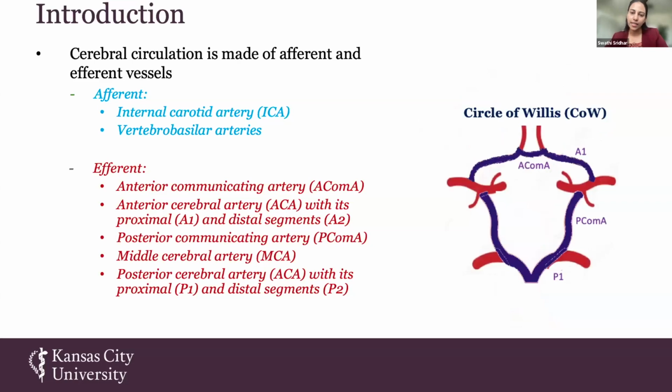And in the traditional sense, the circle of Willis itself is made of the bilateral A1 segments of the ACA and the ACOM, which is the anterior communicating artery, and the bilateral segments of the posterior communicating artery and the bilateral P1 segments of the posterior cerebral artery. And all of these vessels serve to provide collateral circulation to the brain.